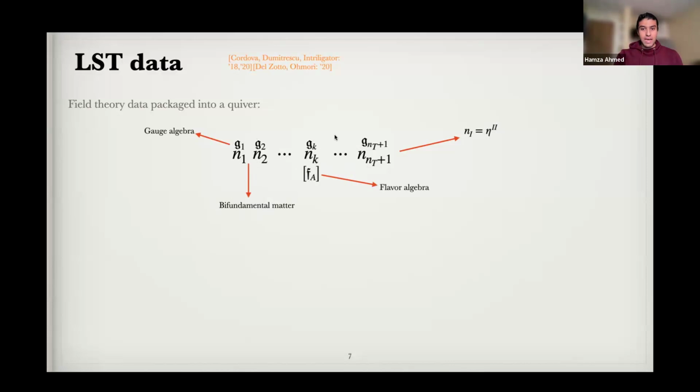Furthermore, there's certain massive matter in the spectrum. So this is all massless matter. There's certain massive matter in the theory as well, which is not clear from the quiver, but it will be very important for us later on when we consider twisting the theory.